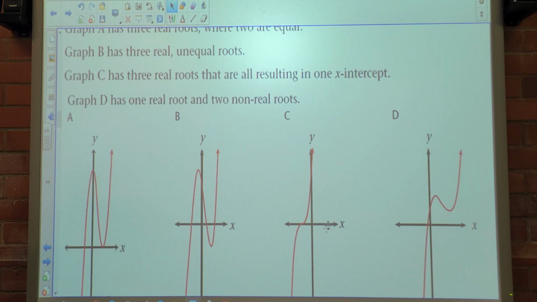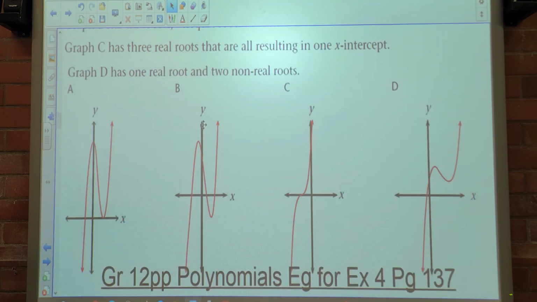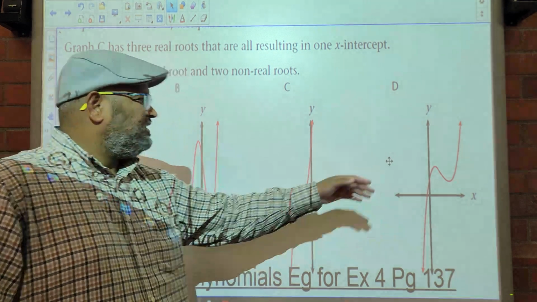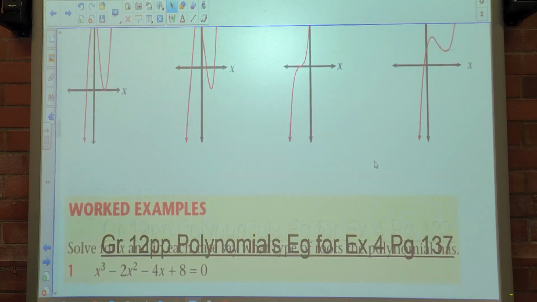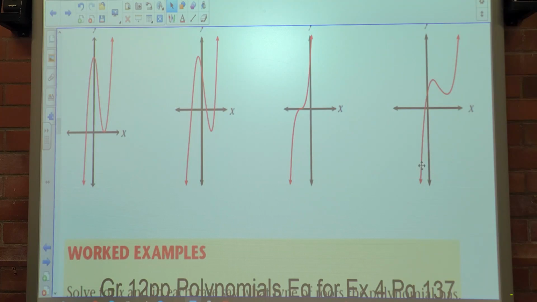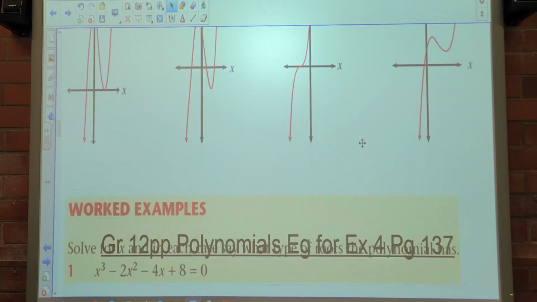So what did I say here? Graph B has 3 real unequal roots. Graph C has 3 real roots that all result in 1 x-intercept, so they have 3 equal real roots there. And graph D has 1 real root. Roots are where it cuts the x-axis. And then non-real roots mean it doesn't cut the x-axis other than at this point. This is the case where that quadratic that we have calculated can't factorize further. You guys understand? It's going to look like this.